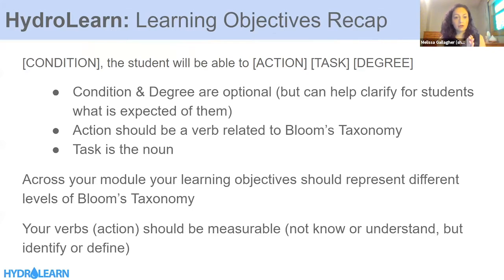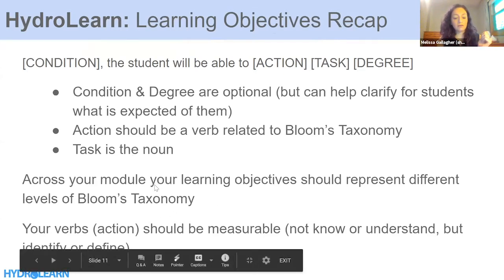So to recap about learning objectives, we have the 4 parts with the SWABOT in the middle, with the condition and degree being optional, the action being based on Bloom's taxonomy, and the task, the noun, the thing that they're doing.